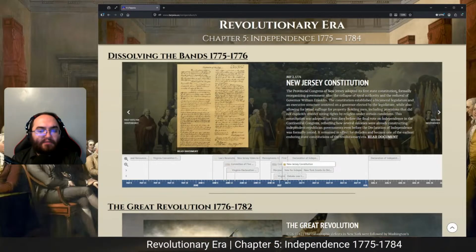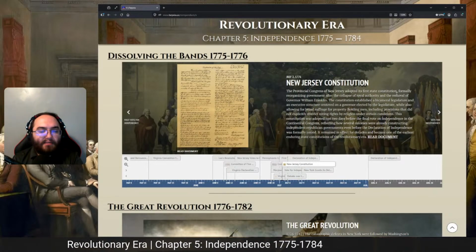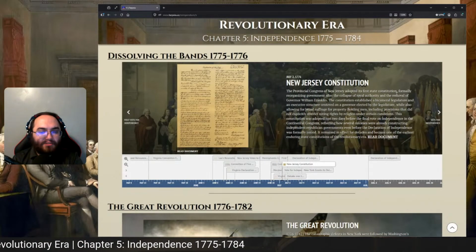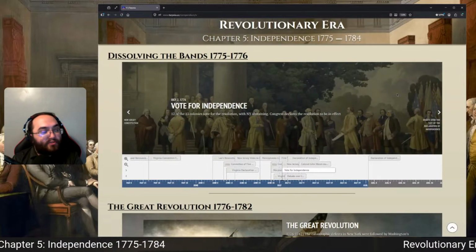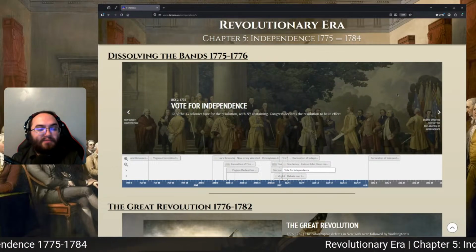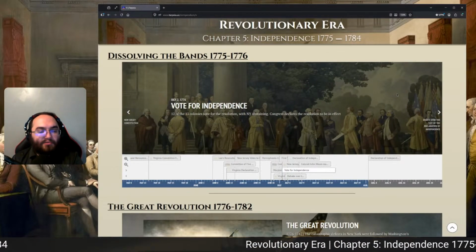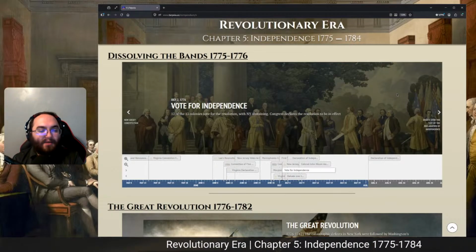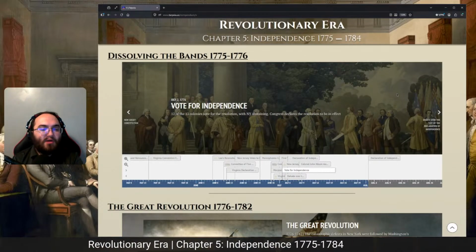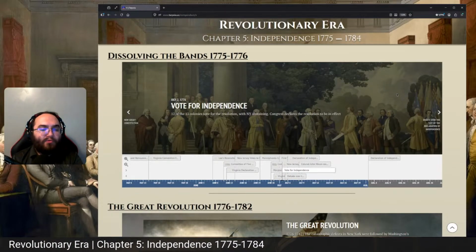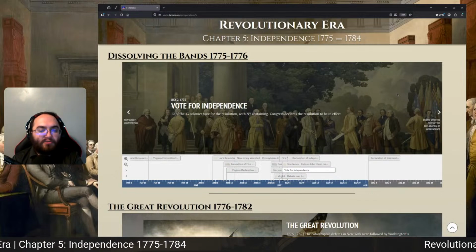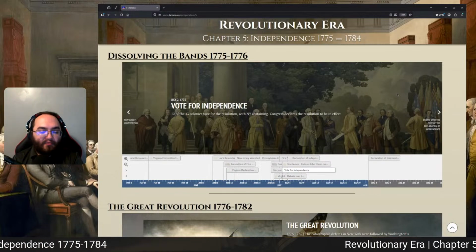On July 2nd, New Jersey will pass its own state constitution. And also on July 2nd, 1776, the Second Continental Congress will vote for independence. 12 of the 13 colonies vote for the resolution, with New York abstaining. Congress declares the resolution to be in effect.